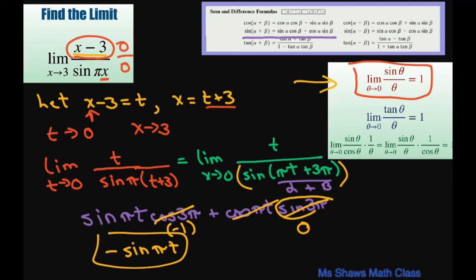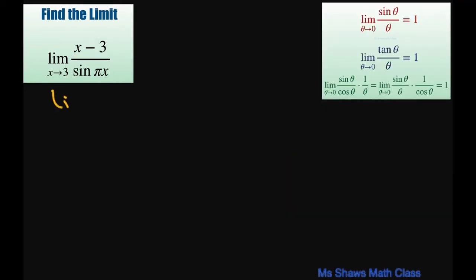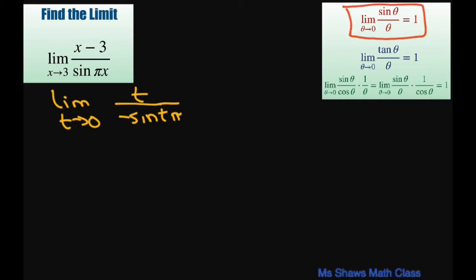So this whole term here equals negative sine of pi times t. So let's rewrite that. We have the limit as t approaches 0 of t divided by negative sine of t pi. Now, again, we're using this form here. Basically, we're going to use the fact that the limit as theta approaches 0 of theta divided by sine of theta also equals 1. So basically, it's the same thing there.